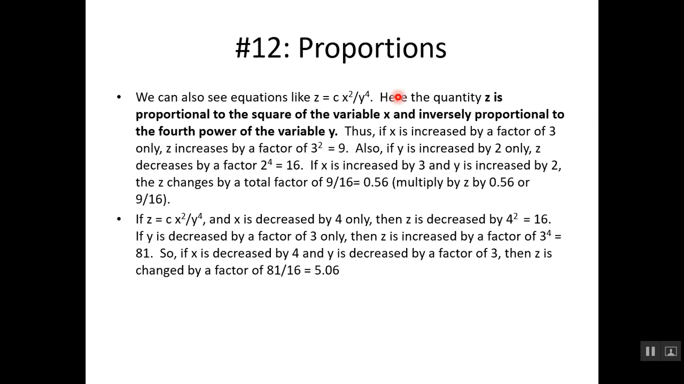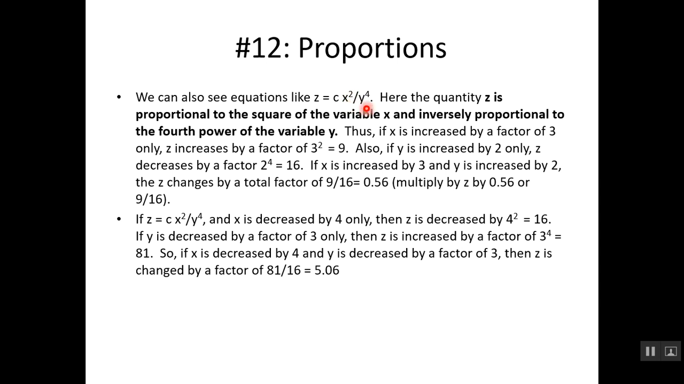So now we have another equation. It's x squared divided by y to the 4th. So we want to change x and y somehow. The first thing you have to notice is that there's a y in the denominator, and the x squared is not in the denominator, it's in the numerator. So x is proportional to z. In other words, if you make x bigger, z gets bigger. If you make x smaller, z gets smaller. But once again, it depends on the factor squared because it's x squared.